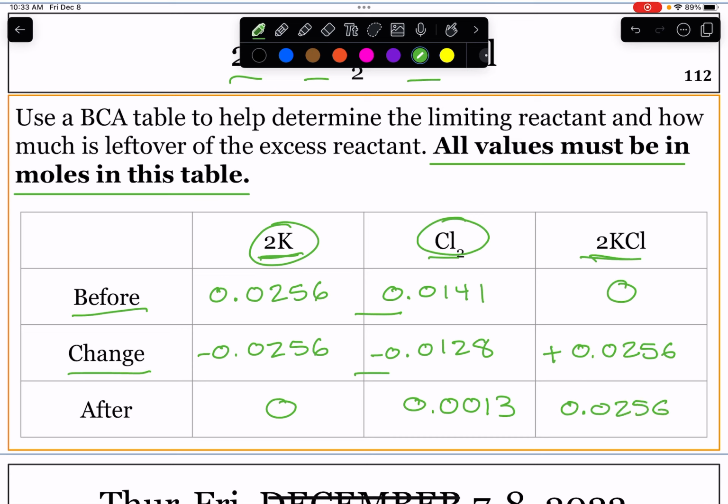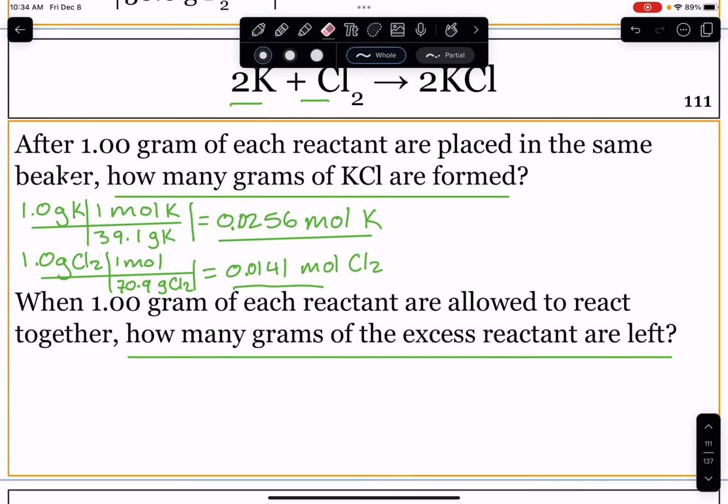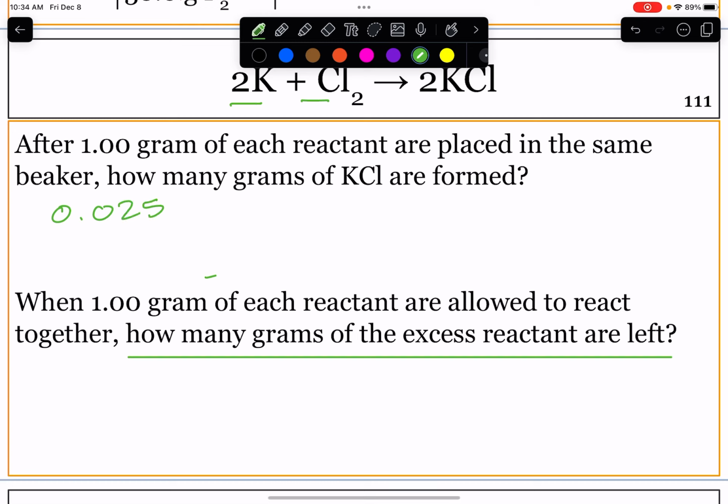Now we can see that we have this table all filled out, and we can see at a glance that potassium is the limiting reactant, chlorine is the excess reactant, and this is how many moles we have left over, and this is how many moles of the product is produced. So let's go back to the problem. The first problem asks for how many grams of potassium chloride are formed. Well, we know that we formed 0.0256 moles of it. So then we would just use the molar mass of potassium chloride.